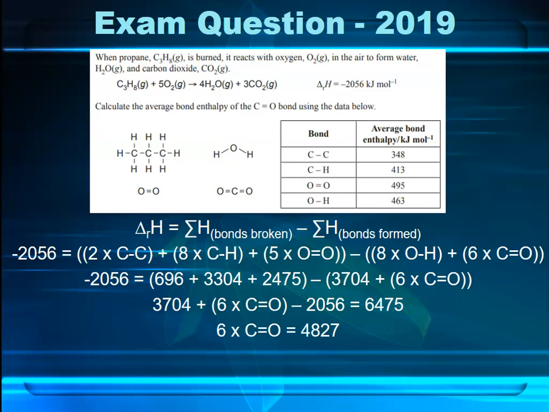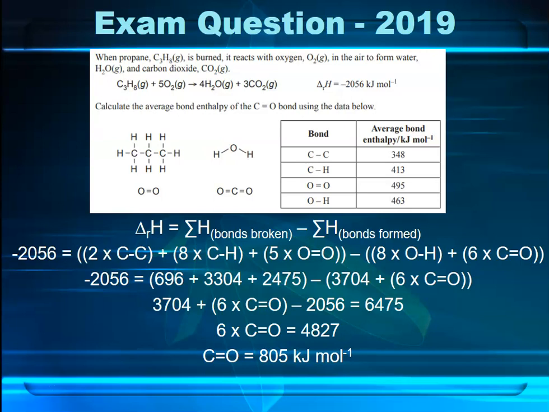Divide the whole thing by 6, and the average enthalpy of the carbon-oxygen double bond is 805 kilojoules per mole, rounded to 3 significant figures with units. Okay, I cannot stress that enough. You must round accurately to 3 significant figures and you must use units. So this was an excellence question in last year's exam, in the 2019 exam.